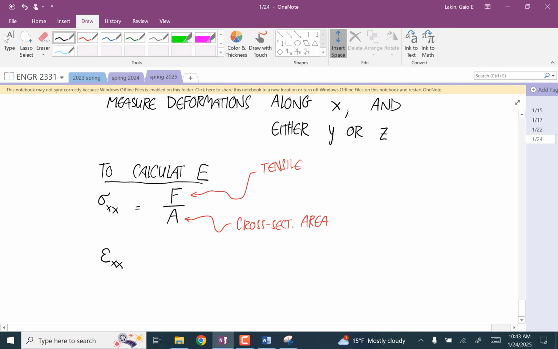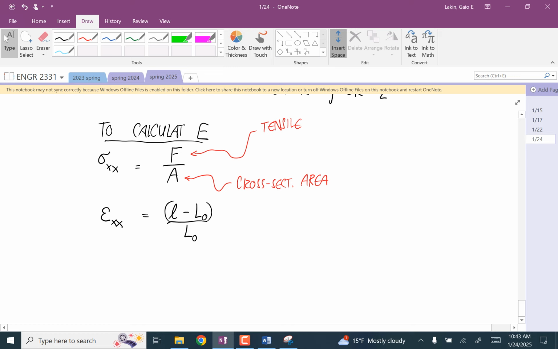Your XX normal strain is the deformed length minus the original length divided by the original length. And E is that XX normal stress divided by the XX normal strain. And since this is units of pascals divided by something unitless, this has units of pascals, megapascals, gigapascals.